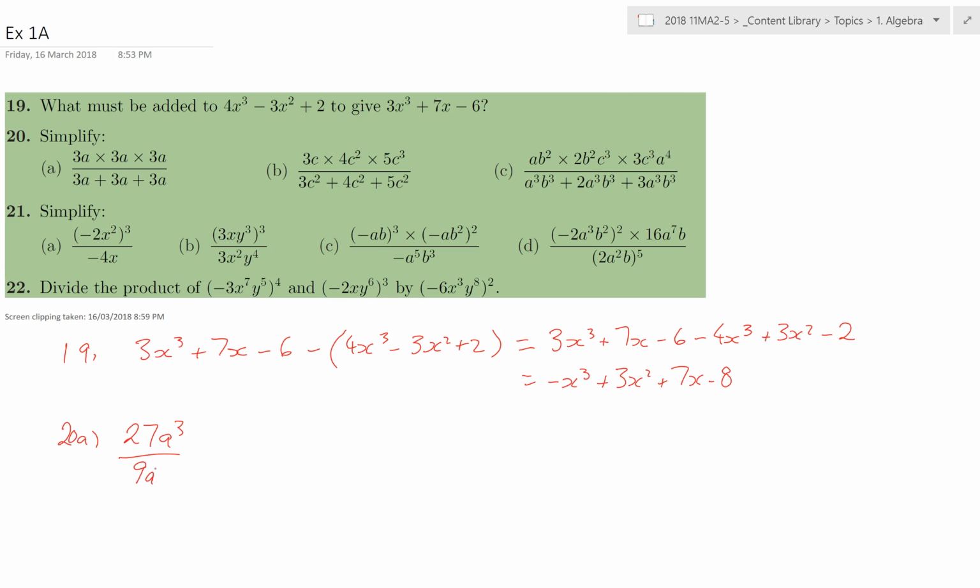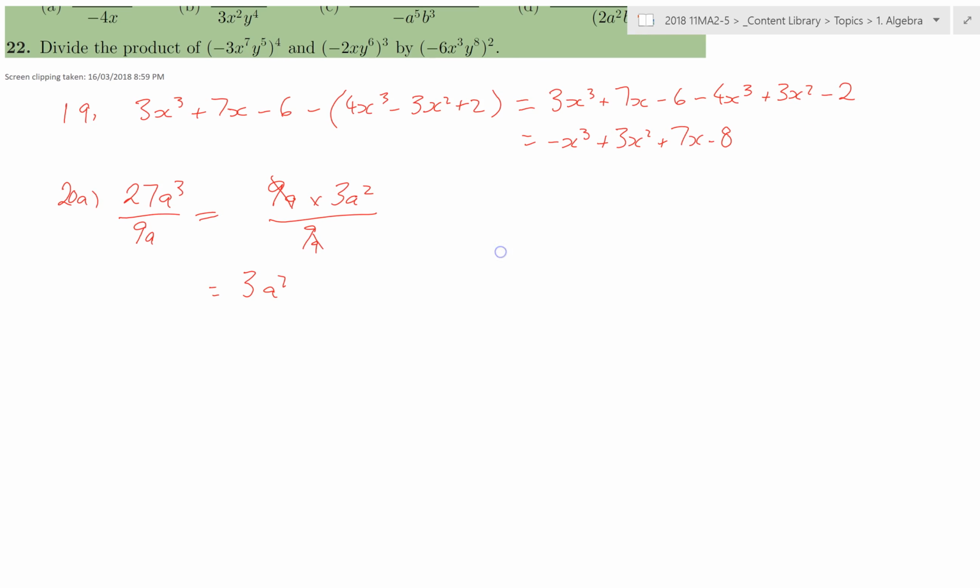Is there any cancelling we can do? Of course there is. So I could rewrite that. Now, you could just cancel it straight away, but I'm going to write this as 9a times 3a squared at the top, because 9a times 3a squared is 27a to the 3. That's fine. All over, of course, 9a, they cancel. And I get an answer of 3a squared. Wonderful.